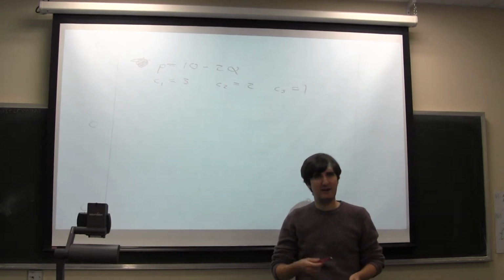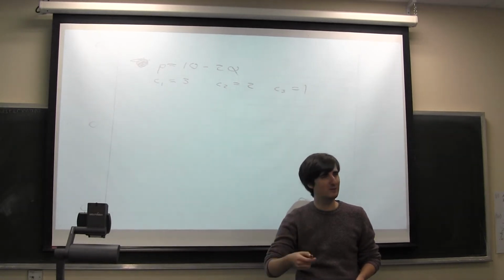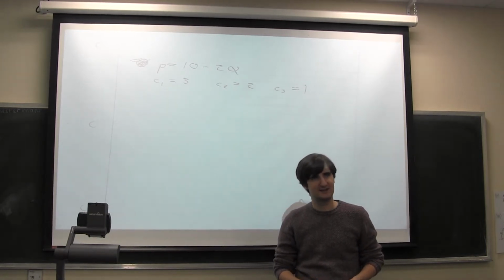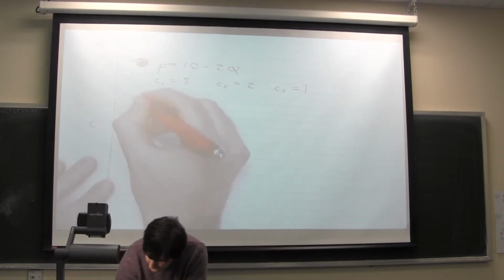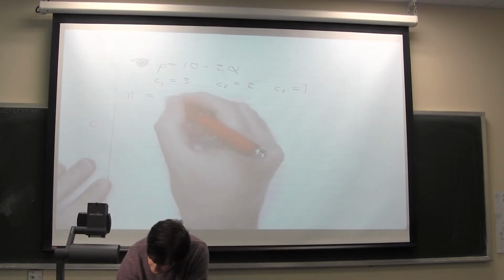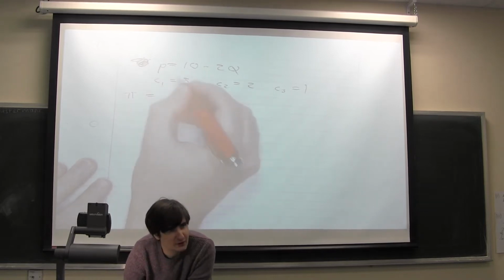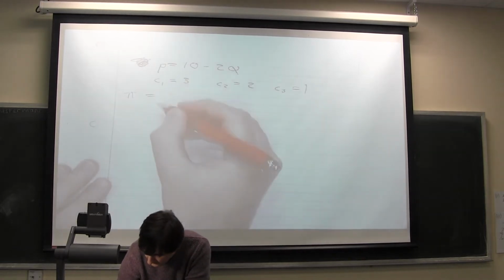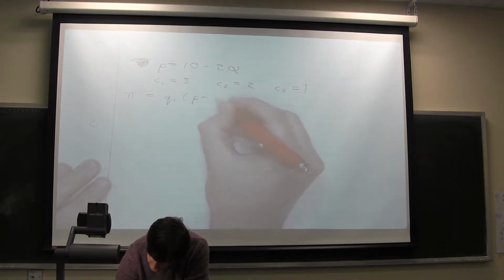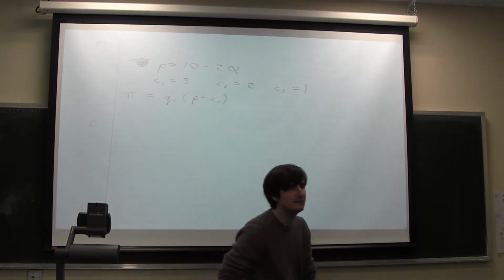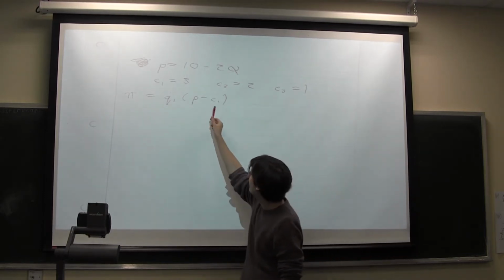So does someone want to have a go at this, or at least tell me what I should be doing? So what are we going to do first? Profit. Okay, so what's the profit for the first firm? Well, since this is marginal cost, and we've no fixed costs, profit is going to be quantity for firm sales times price minus marginal cost. That's one way of writing it. Quantity times price minus marginal cost.